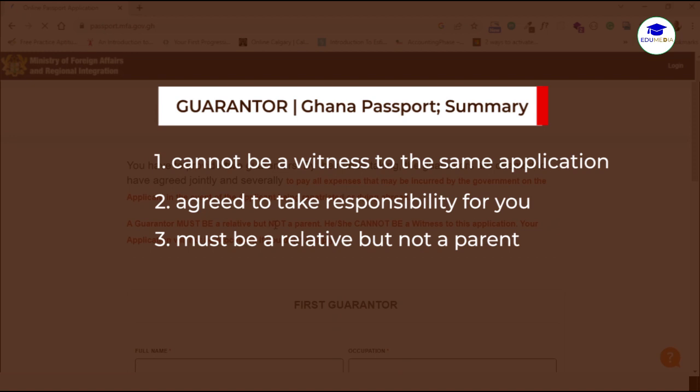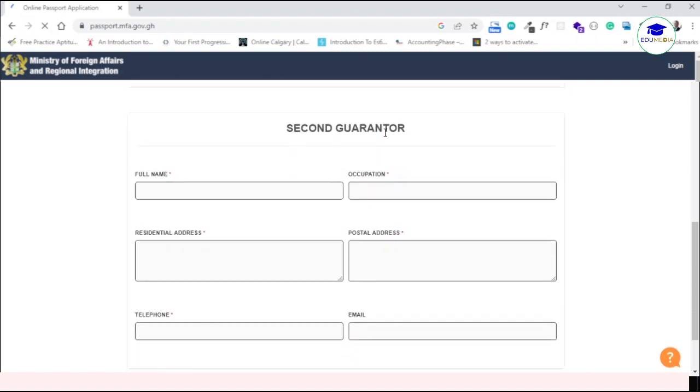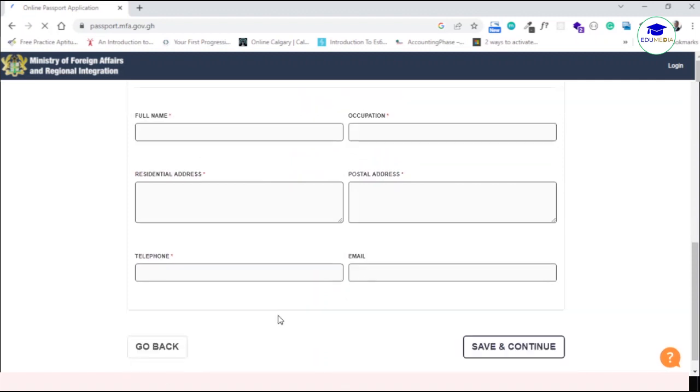It doesn't matter whether your guarantor is a public service or private service worker. It doesn't matter whether a guarantor is a person in position or someone in high rank or not. It doesn't matter the educational level. All you need to make sure you have is someone who has agreed to take responsibility for you, and that person must be a relative. Now, some of the information you need to provide about these guarantors are the full name, the occupation, residential address, postal address, telephone numbers, and then their emails. Ensure that you ask your guarantors for this information before starting your passport application.